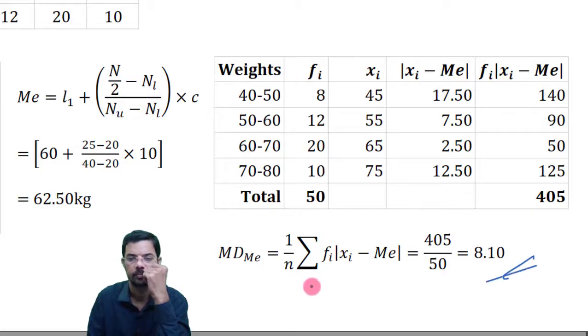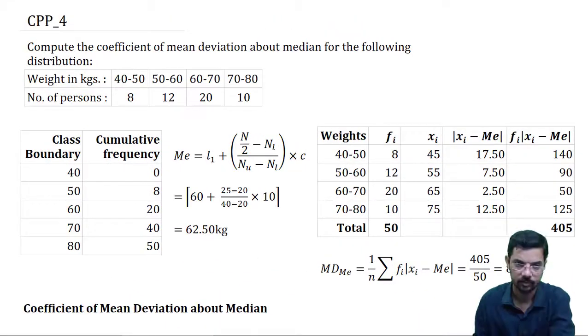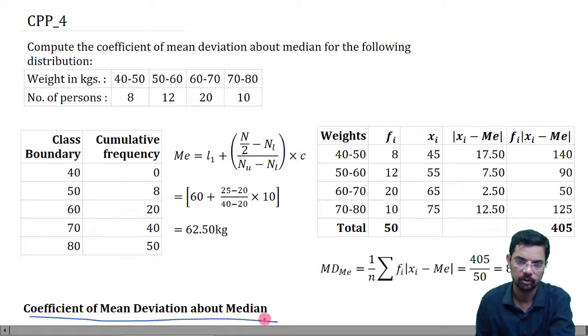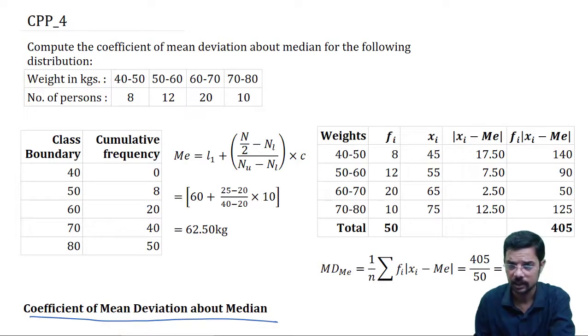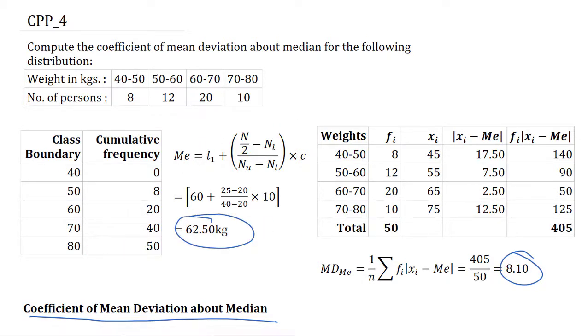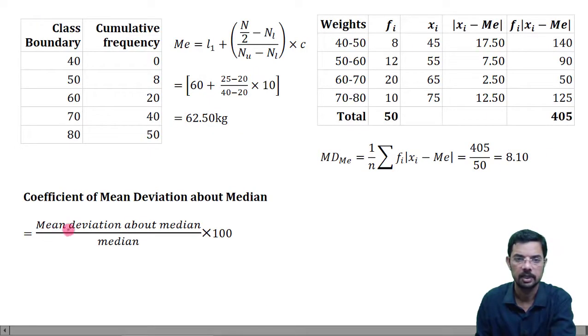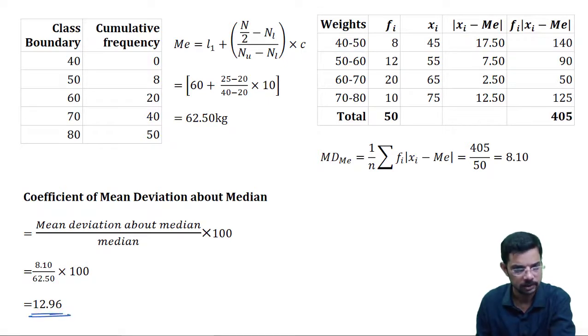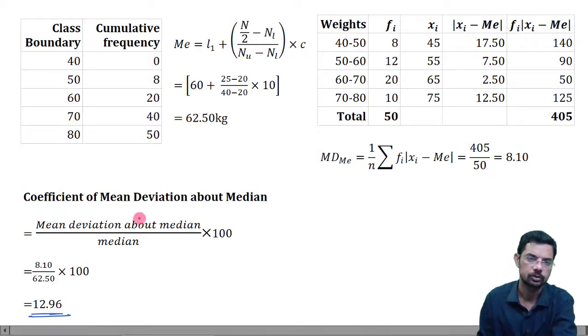8.10. Okay, next, we need to find the coefficient of mean deviation about the median. The formula is very simple: mean deviation about the median divided by the median, into 100. So it becomes 8.10 divided by 62.50 into 100, and that is equal to 12.96. So that's it for this question.